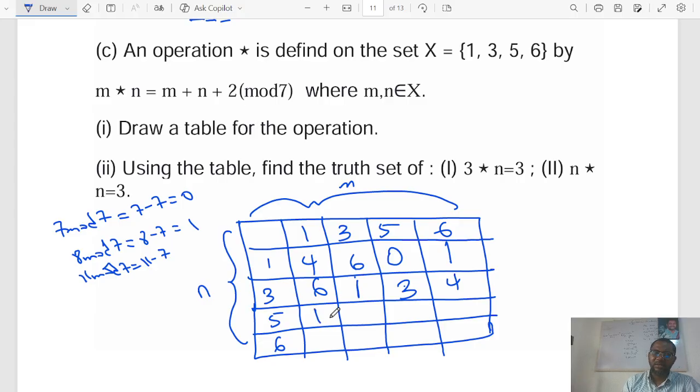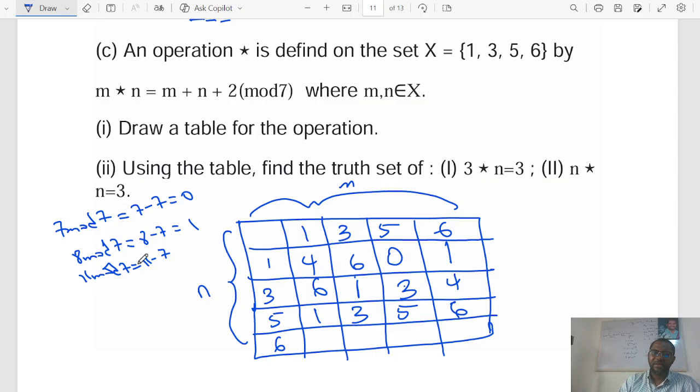So 1 star 5 is 1 plus 5, 6, 6 plus 2, 8. I'm going to write 1, just subtract 7. 3 star 5, 3 plus 5 is 8, right? 8 plus 2, 10. Subtract 7, that's 3. Then the other one is 5 star 5. 5 plus 5 is 10. 10 plus 2 is 12. 12 minus 7 is 5. Then 6 star 5. 6 plus 5, 11. 11 plus 2, 13. 13 minus 7 is 6.